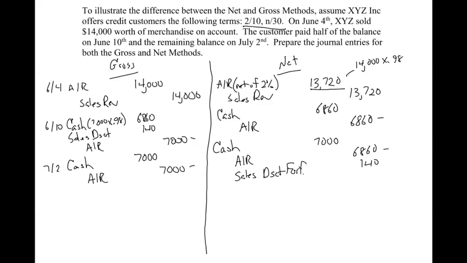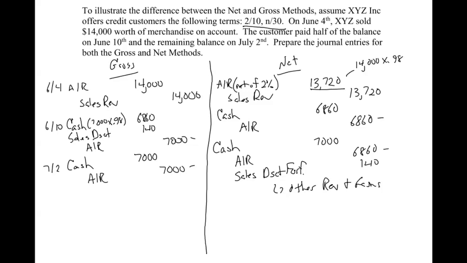Sales discount forfeited goes in the other revenue and gains. So it kind of increases income, but we separate it out from our regular sales revenue to distinguish it from actual sales revenue. So it would go in the other revenue and gains section of our income statement.